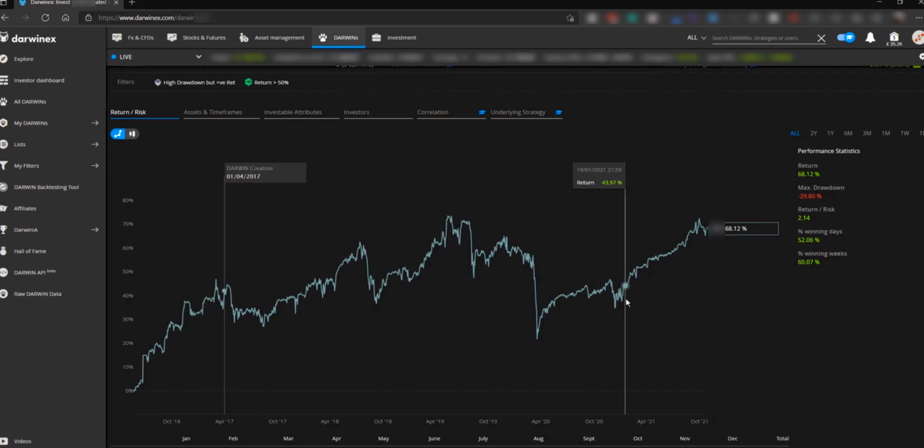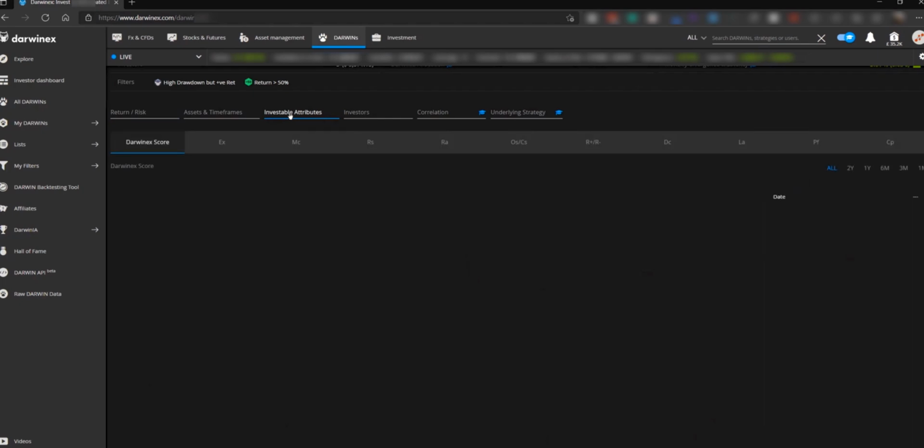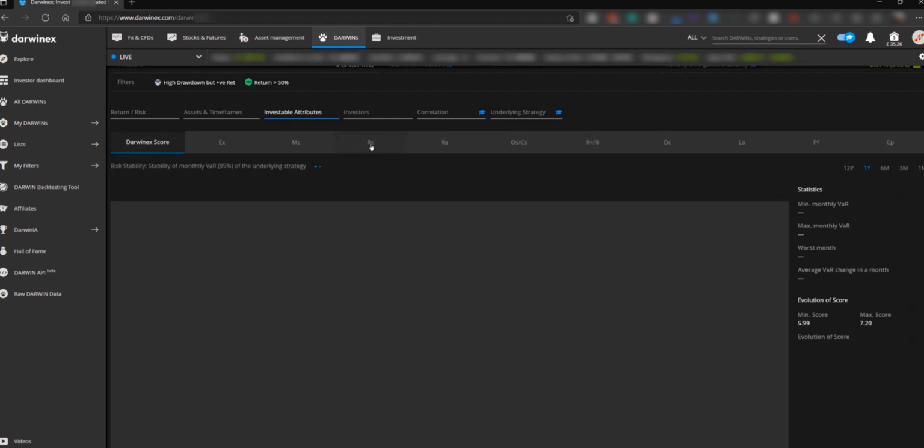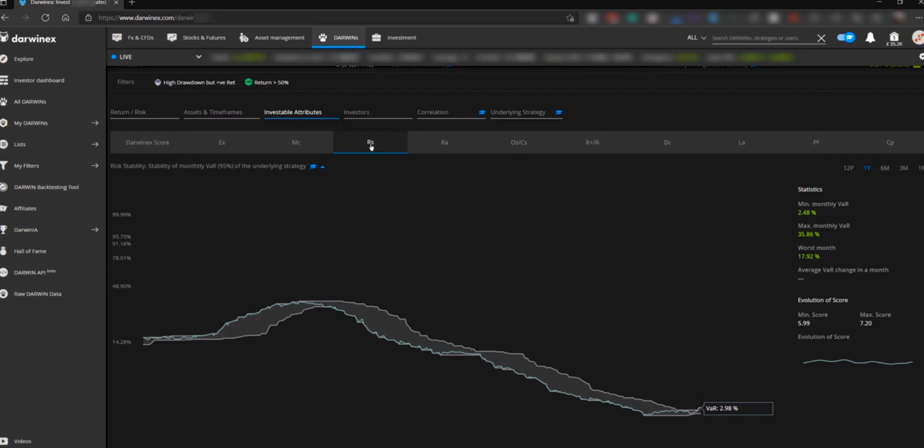Now, just for confirmation of this behaviour, we can turn to one of the investable attributes, and this is the risk stability attribute. So this just confirms what I've been talking about. As you can see here, in March 21, the trader was operating their own account with a monthly VAR of about 34%. So during this time, the risk engine that sits behind the Darwinex platform would have been risk adjusting this strategy down to 6.5%.